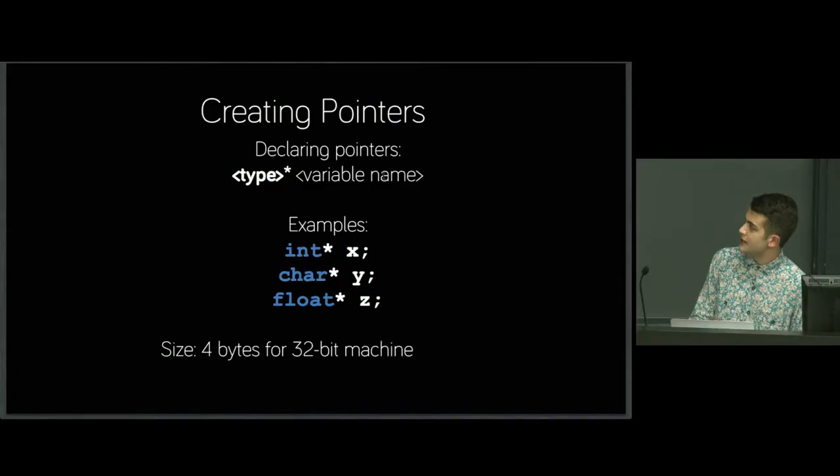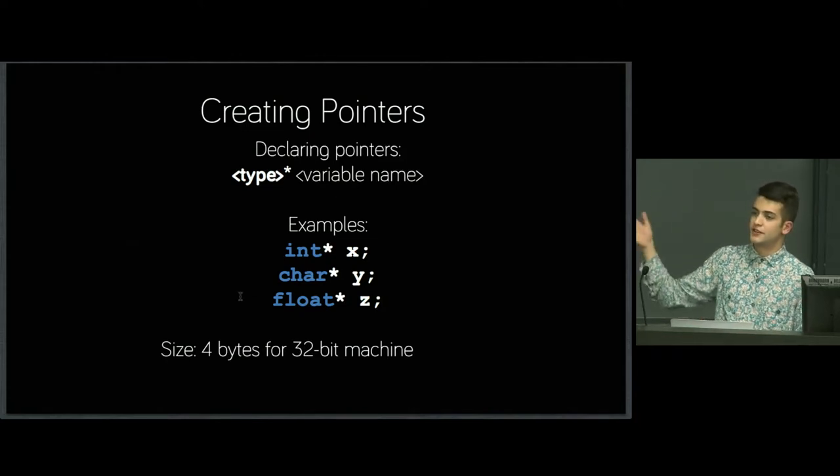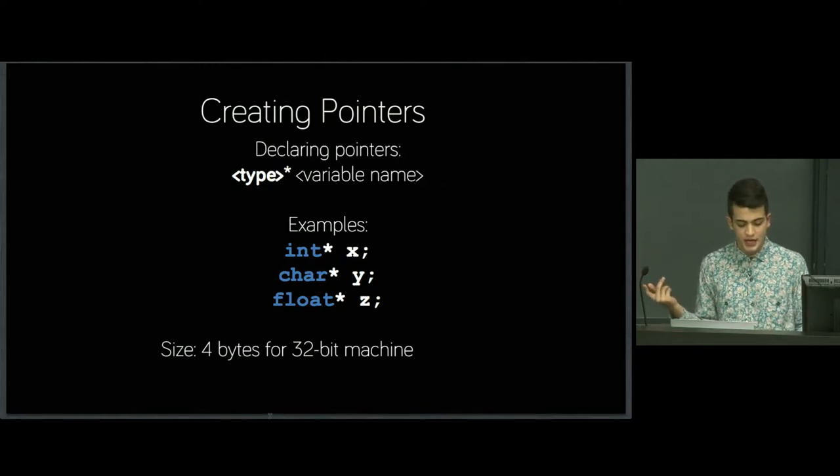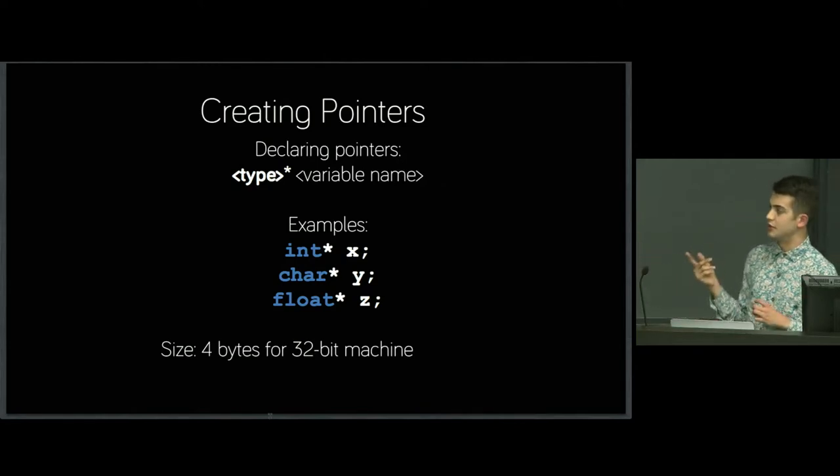Make sense? So creating pointers, remember that pointers always have the type that it's pointing to, and then a star, and then you put the name. Whenever you have whatever star, it's a pointer to that variable type. So int star, for example, is a pointer to an integer, and then char star is a pointer to a char, and so forth.